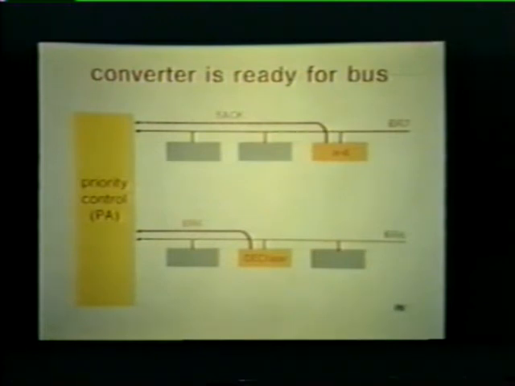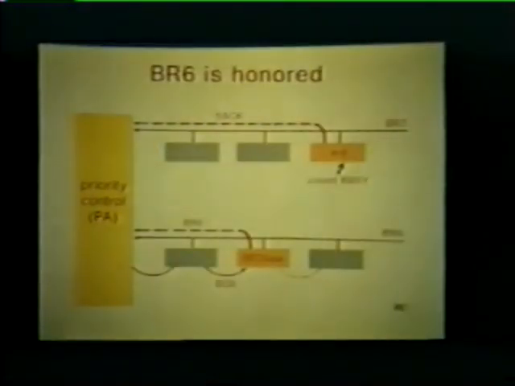Let's see why. As soon as the bus is free, the A to D converter drops SAC, asserts bus busy, and takes over. Remember now, it keeps bus busy asserted as long as it uses the bus, which can never be longer than 1 bus cycle. The A to D converter has also cleared SAC. This is just what the deck tape has been waiting for. With SAC cleared, the priority control recognizes the deck tape's request and honors it by issuing a grant on the BG6 line. That finishes this example.